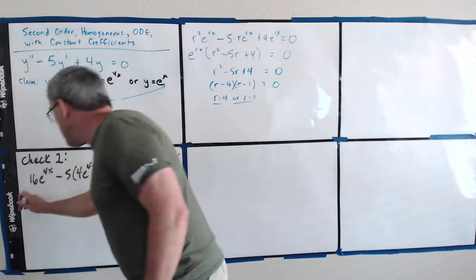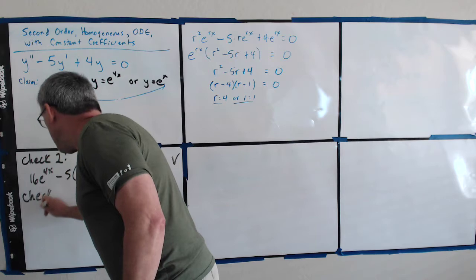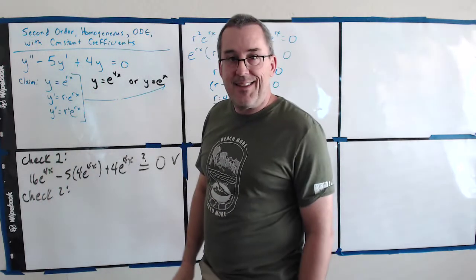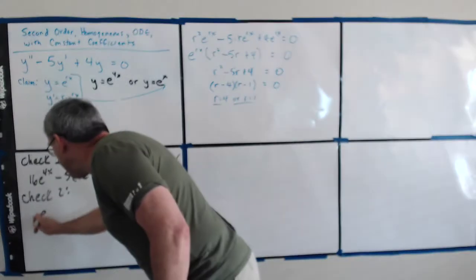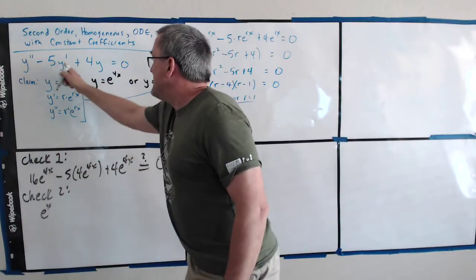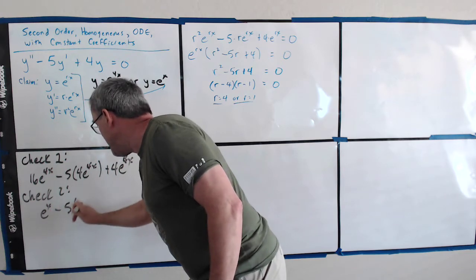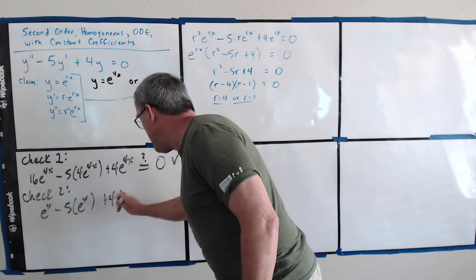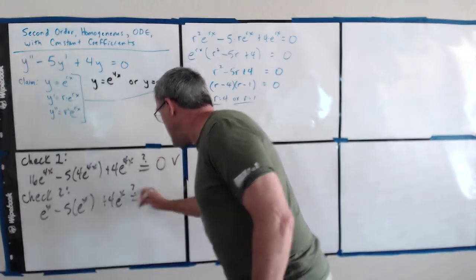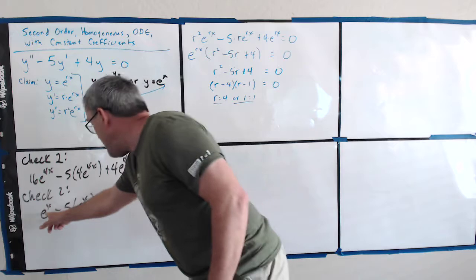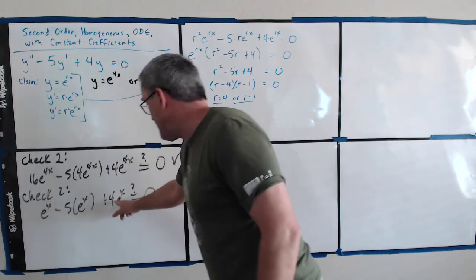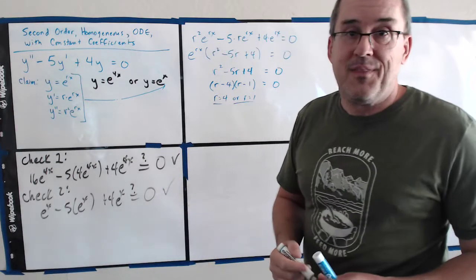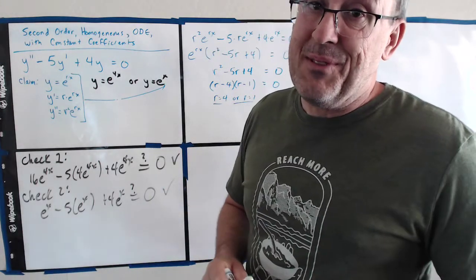Now what about e to the x? We'll call that check 2. So the second derivative of e to the x, of course, is e to the x, minus 5 times the first derivative, plus 4 times the function itself. Question is, does this indeed make 0? Well, look, e to the x minus 5 e to the x plus 4 e to the x, I hope you see, does indeed make 0. Check.